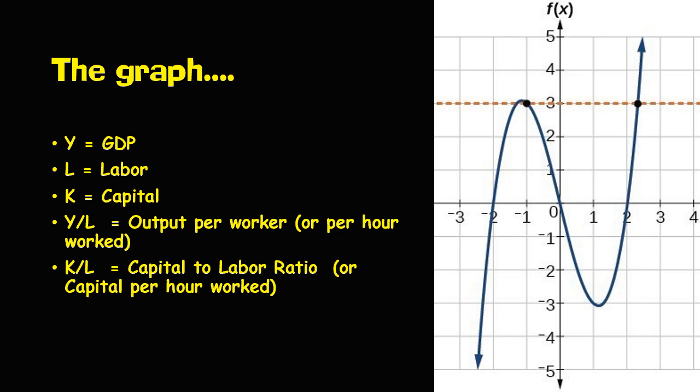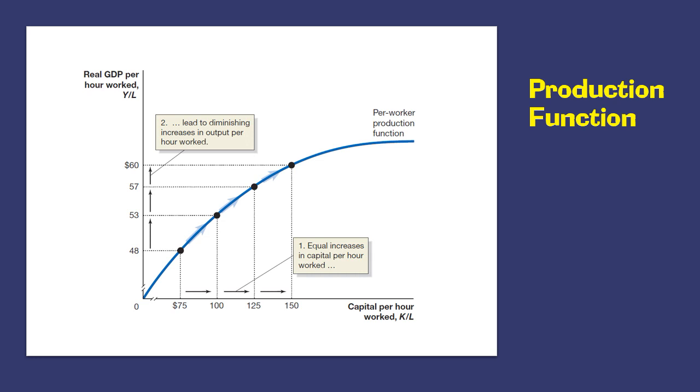I don't know how many times I can say that. It's capital that makes labor productive. So here's the graph from the Solow growth model. This is Solow's graph. Up the y-axis is output per worker, Y divided by L. And across the x-axis is the capital labor ratio, capital per hour worked.